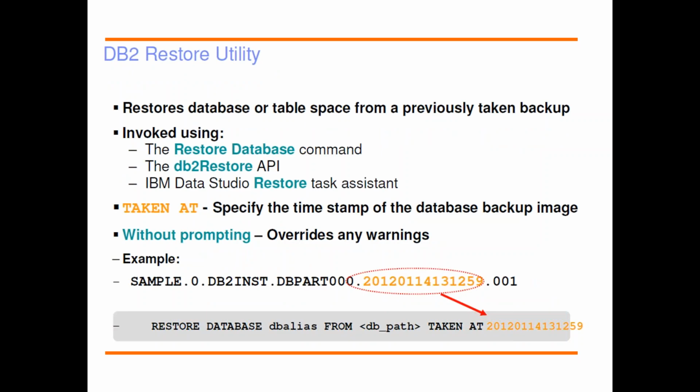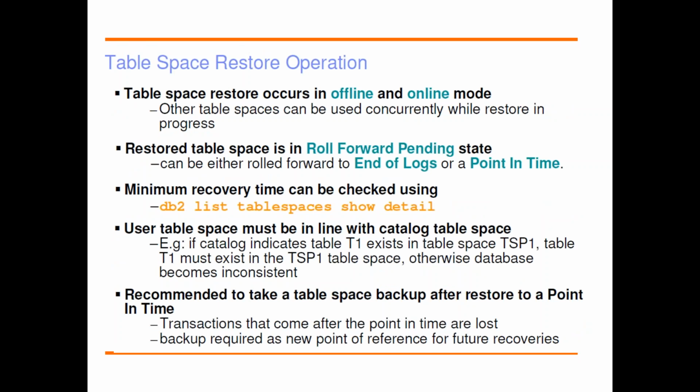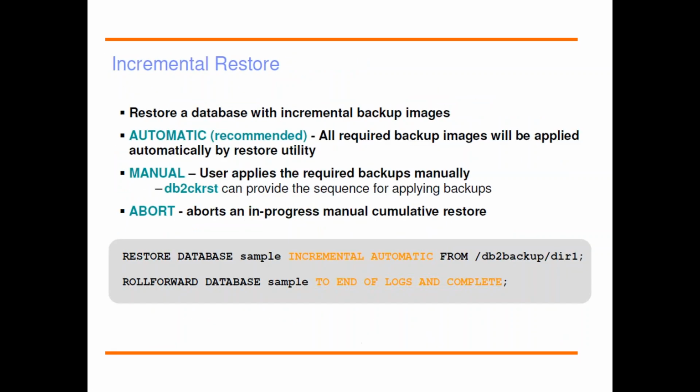Again, the restore utility is very simple. Restore database name from a specific directory. Whenever you take a backup, each backup has a timestamp. So restore database name from a specific directory taken at the timestamp you specify. Tablespace restore is also the same thing, no different. We have an example on that too. Also the incremental restore, I have an example given there.